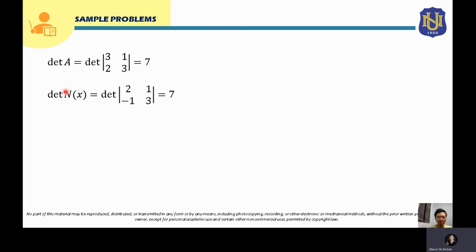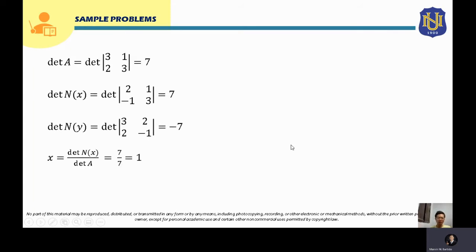Now for the N of x, to obtain N of x, we just have to replace the column wherein the x variable is located with the constants. The constants here are 2 and -1. So we will replace the first column with constants 2 and -1. And solving for this determinant, this will just be 2 times 3 minus -1 times 1. So that will be 7, and that will be the determinant of N of x.